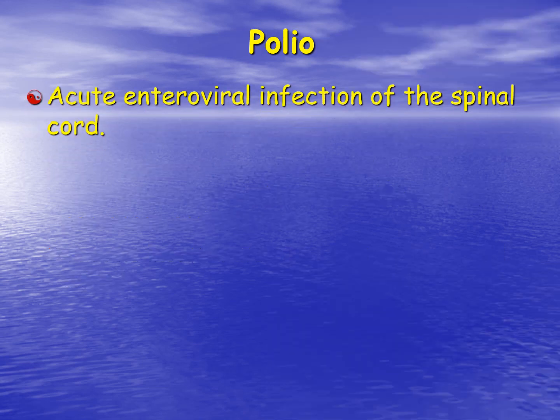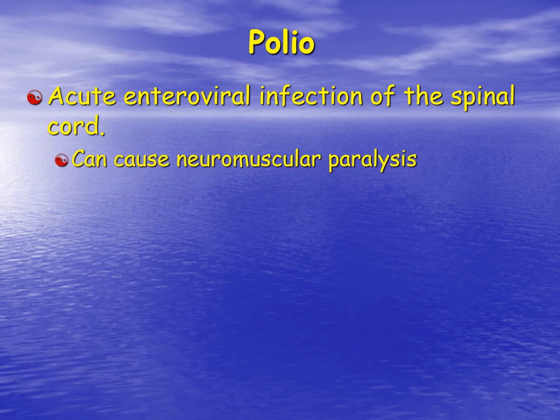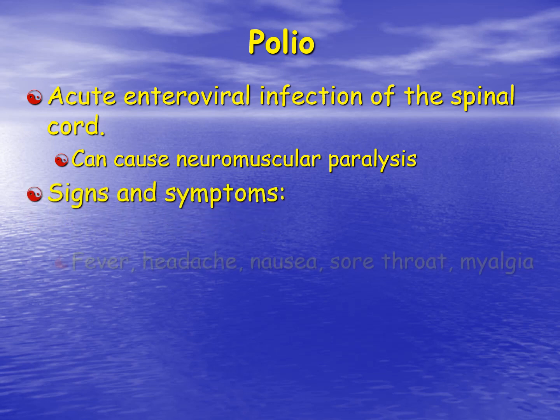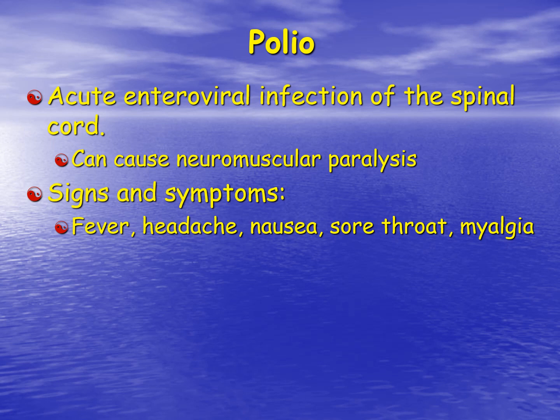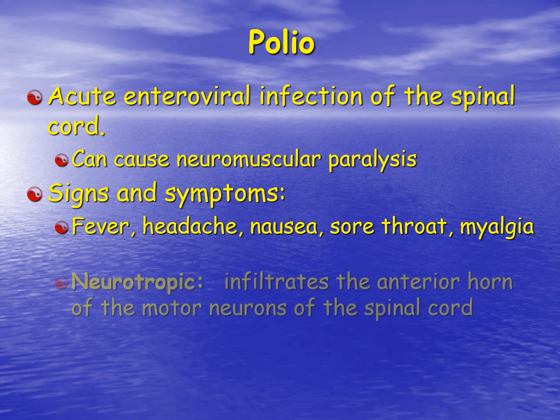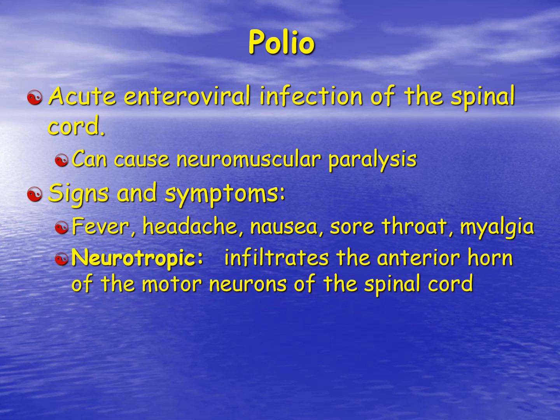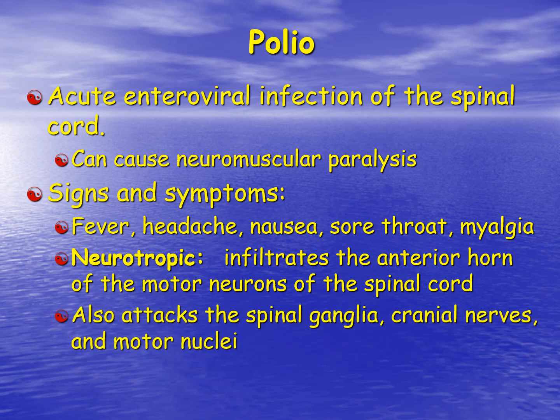Now, poliovirus. This causes an acute enteroviral infection of the spinal cord. This causes neuromuscular paralysis that tends to be chronic. Signs and symptoms of the virus are fever, headache, nausea, sore throat, and muscle pain, myalgia. It can be neurotropic. It infiltrates the anterior horn of the motor neurons of the spinal cord, and that's why we get the myalgia and muscle paralysis. It can also attack the spinal ganglia, cranial nerves, and even motor nuclei within the brain itself.